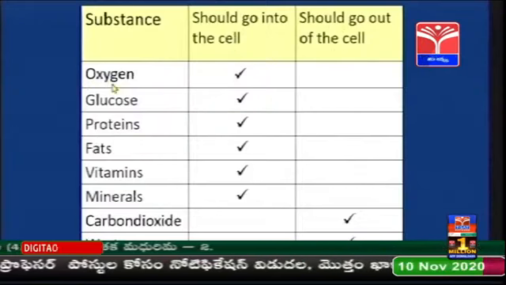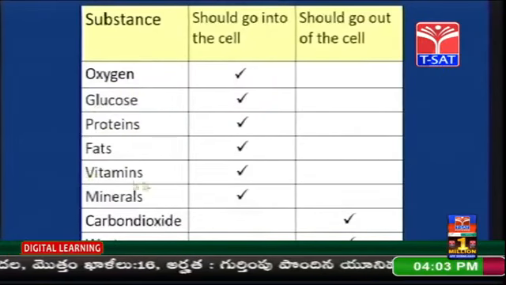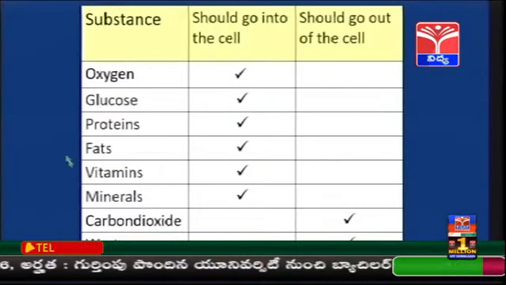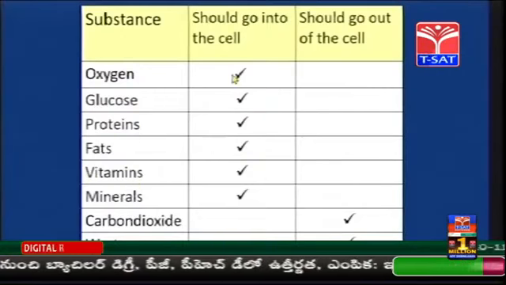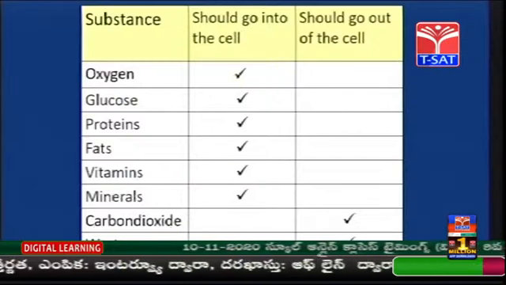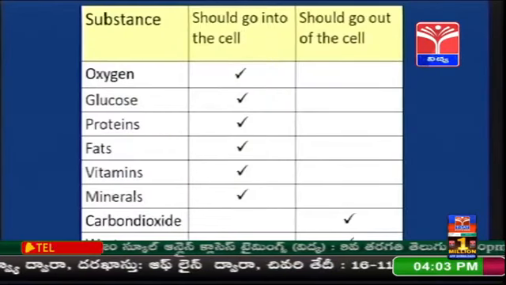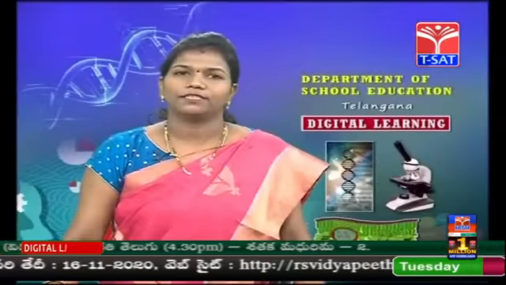Now first substance is oxygen, glucose, proteins, fats, vitamins, minerals. These are all the substances which are utilized by the metabolic activities. Now these substances should go into the cell. Now carbon dioxide and the waste should go out of the cell. Why are waste substances supposed to go out of the cell? Because if the waste remains in the cells, that will become toxic to the cell. So at regular intervals, the waste substances should go out of the cell.